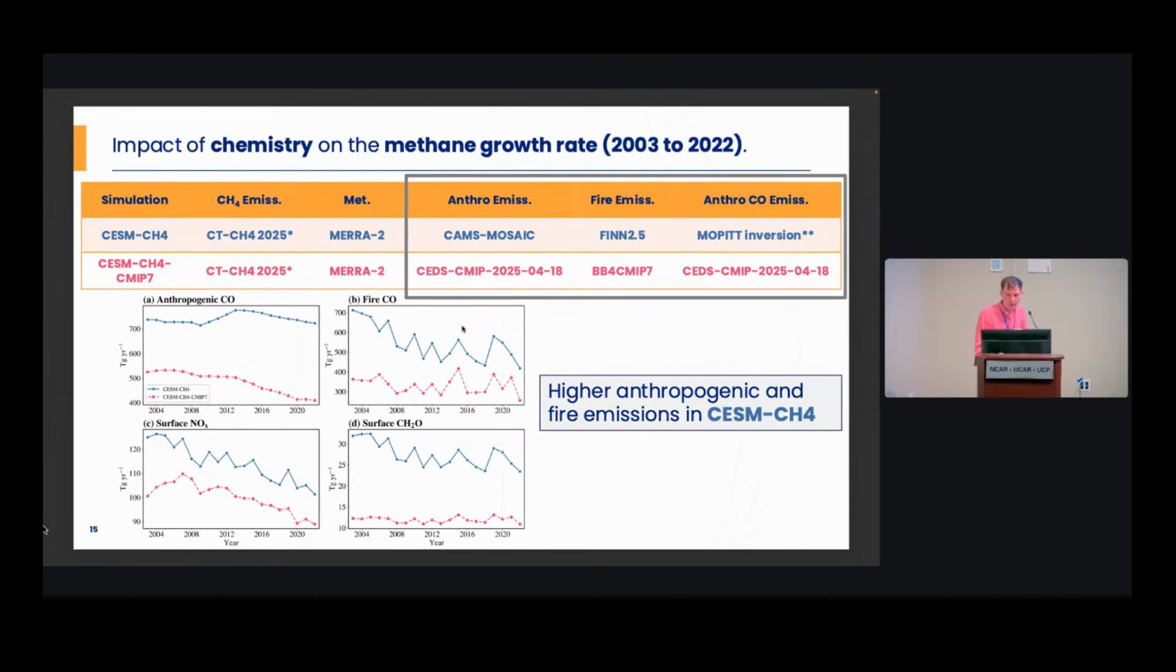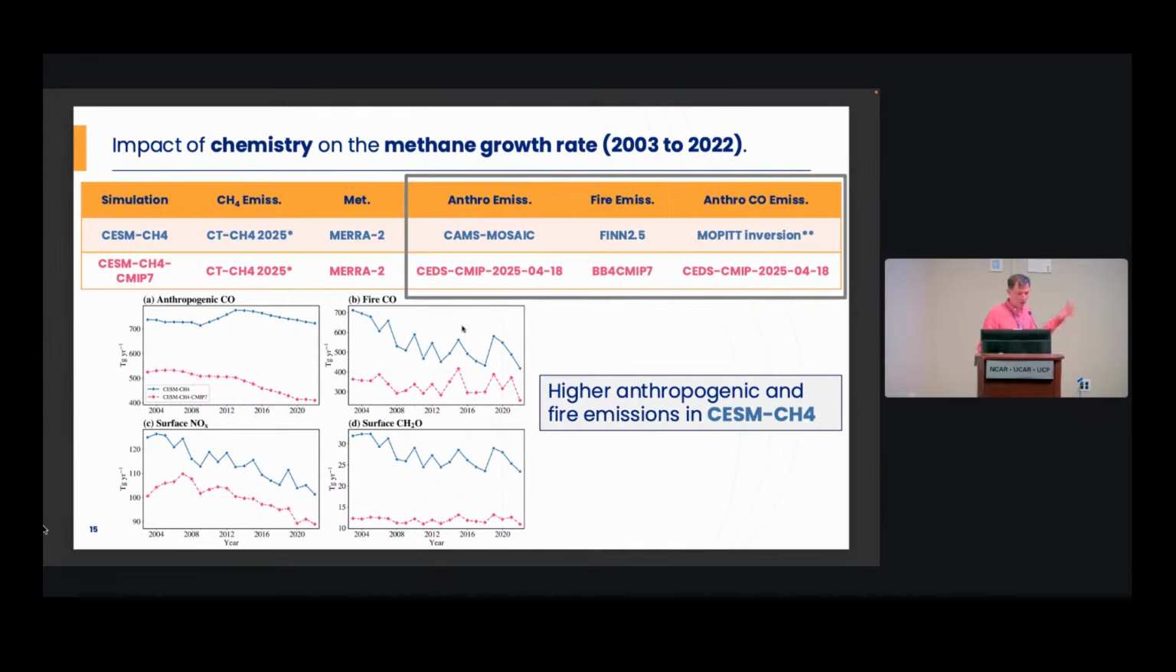So now we're looking into long 20-year simulations. Here are two different, sort of drastic, scenarios: one with very high CO emissions from MOPITT inversions, versus the CMIP7, which has lower CO emissions than CMIP6. The fire is driven by FINN in one case and the CMIP7 emissions in the other, where FINN has much higher emissions in the beginning of the period and a strong decreasing trend.